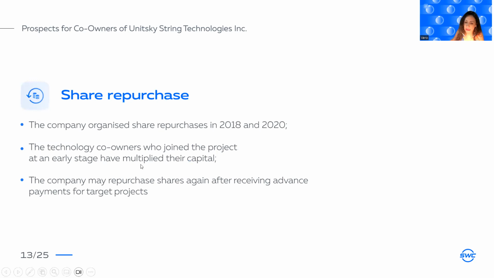Shares repurchase. The company organized share repurchases in 2018 and in 2020. The technology co-owners who joined the project at an early stage have multiplied their capital. The company may repurchase shares again after receiving advance payments for the target project. Remember, we were signing for target projects.